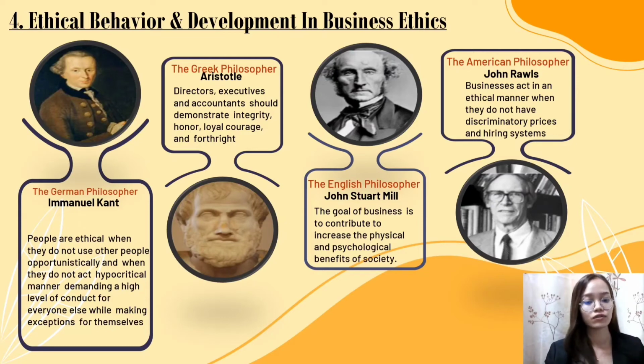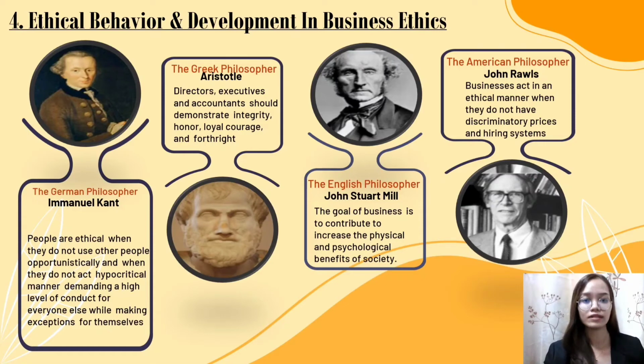Next, the English philosopher John Stuart Mill. He argued that the goal of life is to maximize happiness and to minimize unhappiness or pain. And the goal of society is to maximize the social benefit to all people. Degrees of happiness can be both physical and psychological. So, this theory implies that the goal of business is to contribute to increasing the physical and psychological benefits of society. This does not mean that the goal of business is to maximize its profit. Rather, the goal of business is to contribute to the overall good of society.